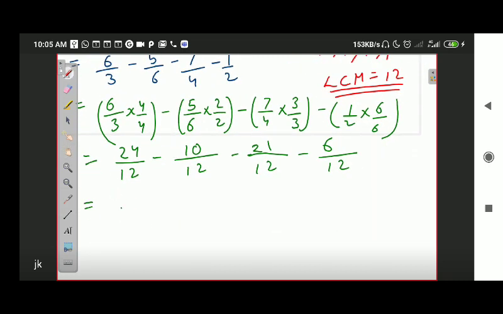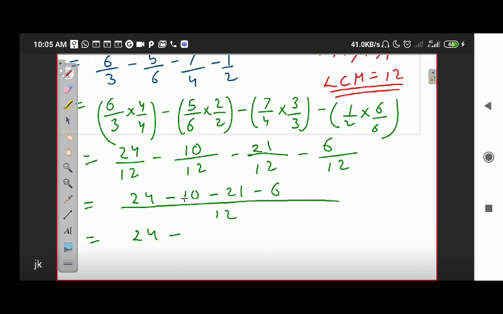Okay, now we have same denominator, so we are taking common denominator. This will be 24 minus 10 minus 21 minus 6, which will be minus 37 upon 12. On simplifying it, you will get minus 13 upon 12. That will be your final answer. Minus 13 upon 12, that will be your final answer.